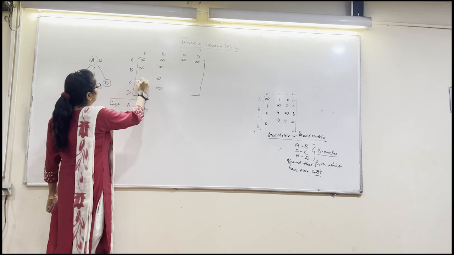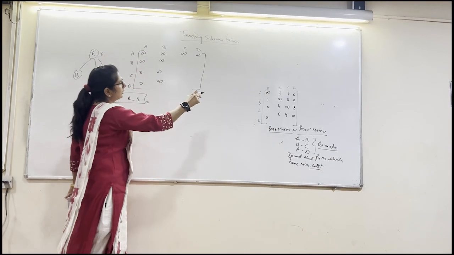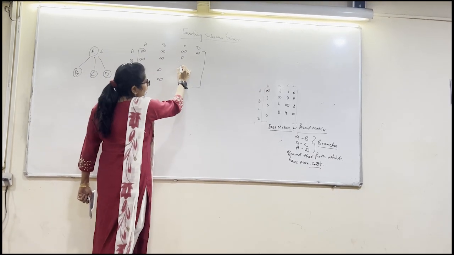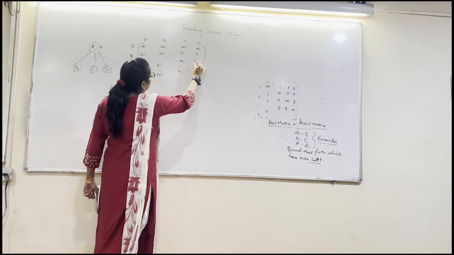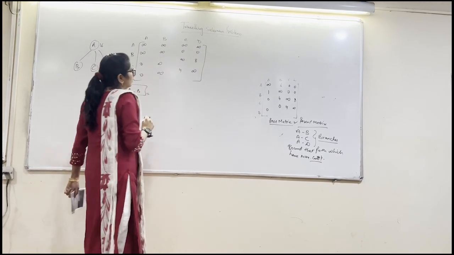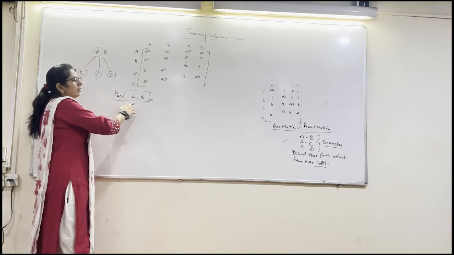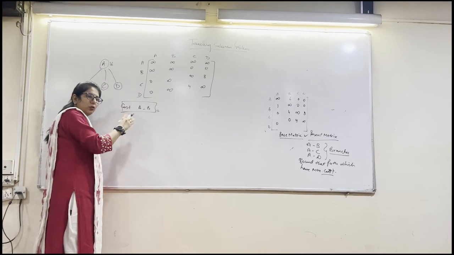It will be 0 and 0 here. In the C column, 0, 0, infinity and 4, and here 0, 8 and infinity. Now how will we reduce it? We will need to again apply the row reduction and column reduction.